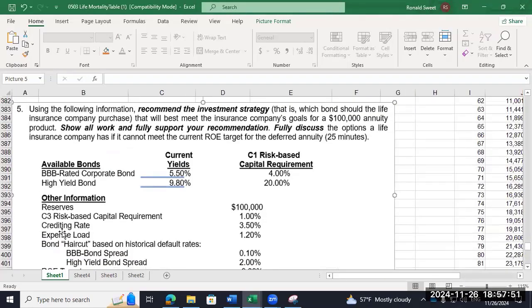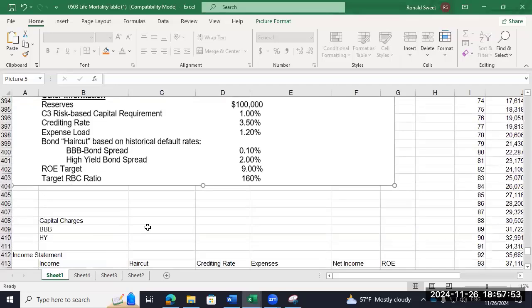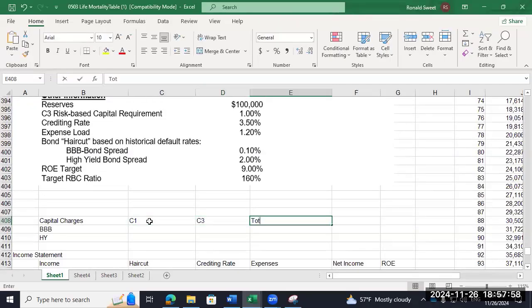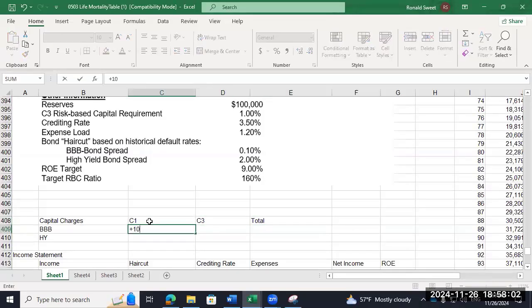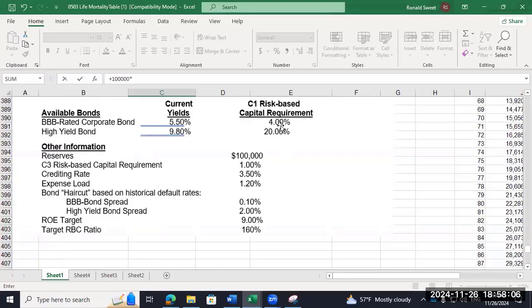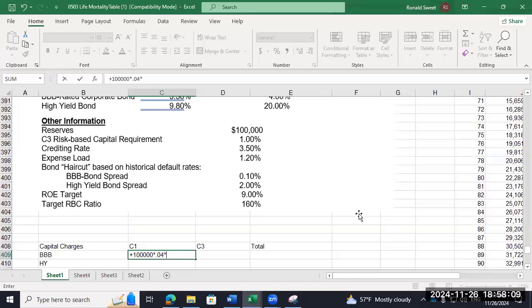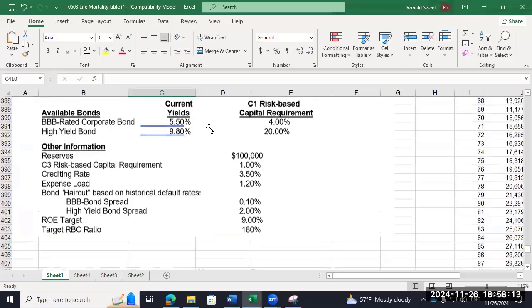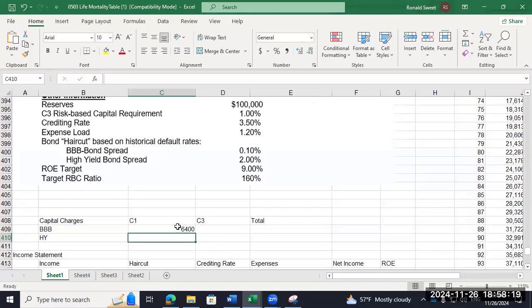All right, let me start with the capital charges. So for the triple B, you got C1, you got C3, and so you have your total. For C1, you're going to take the $100,000 times the 4% times 1.6. That's $6,400. So your 4% capital charge and your RBC ratio target 1.6 gives you 6,400.